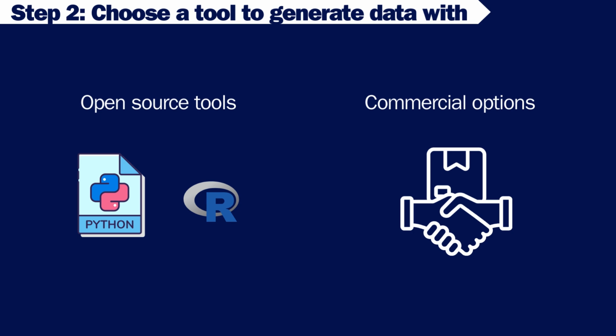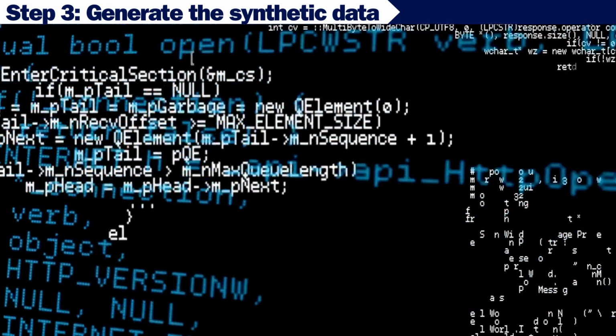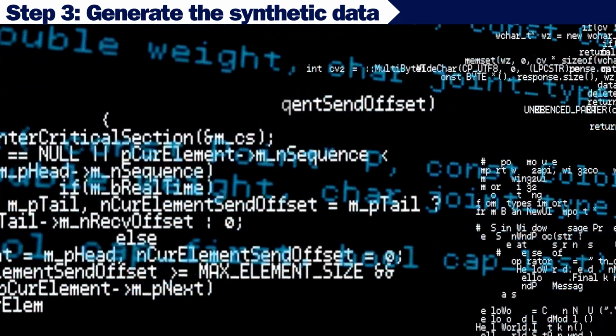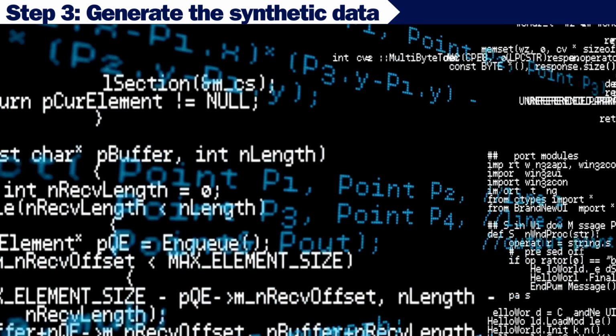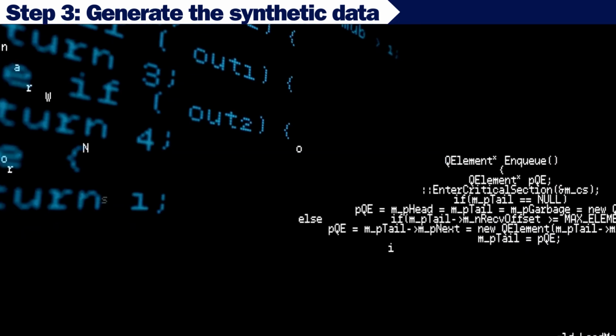Commercial options, on the other hand, are convenient as they can generate data for you. However, one has to invest money and some data may not be suitable for commercial synthesis, such as highly sensitive data that cannot be shared with such companies. Once a generation method and tool has been determined, the synthetic data can be generated, following the chosen method and tool's instructions.